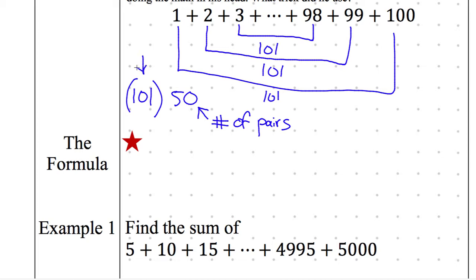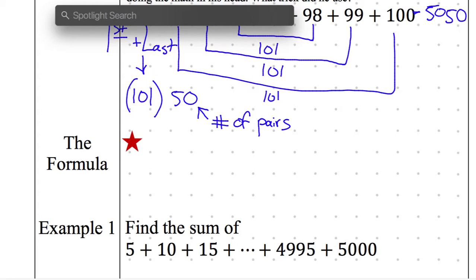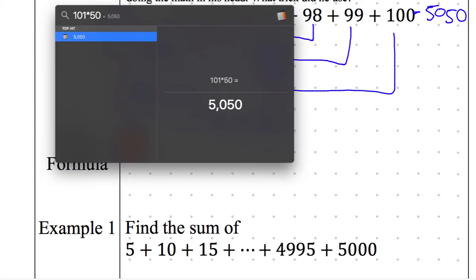101, the way that we found 101, that was the first plus the last. So what is 50 times 101? And he did that in his head. It's 5,050. The answer here that he found in only a few minutes is 5,050. And if you have a calculator, I'll open up my Spotlight search. So 101 times 50, just to make sure, 5,050.